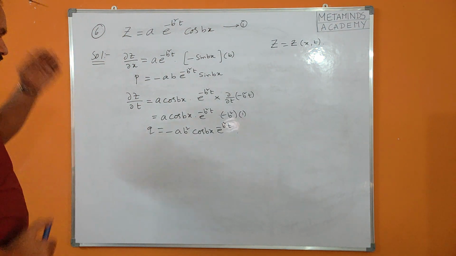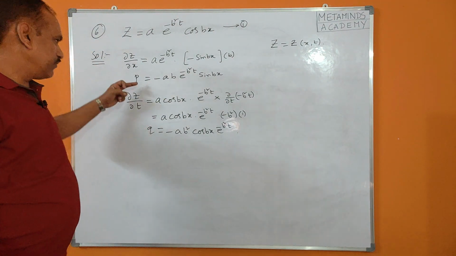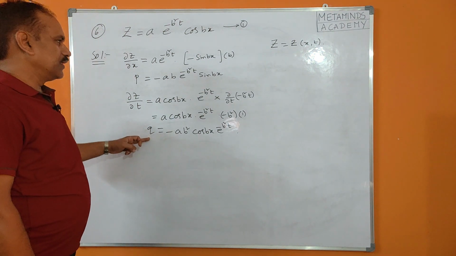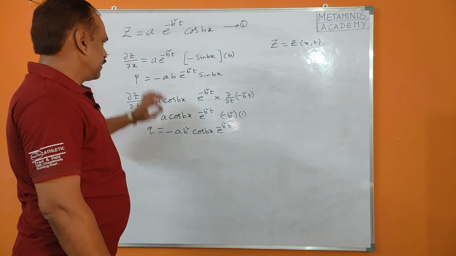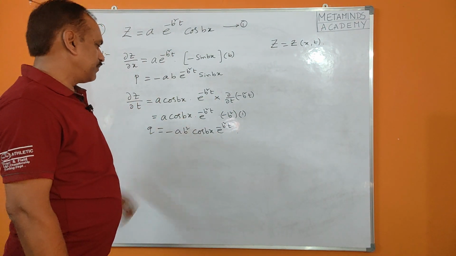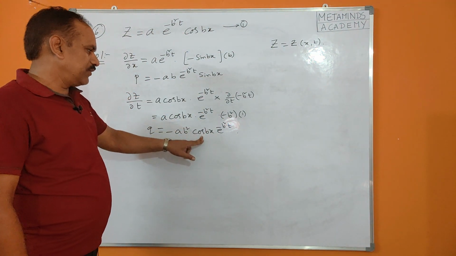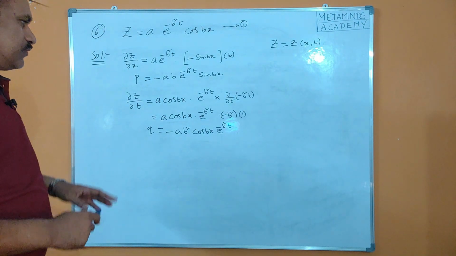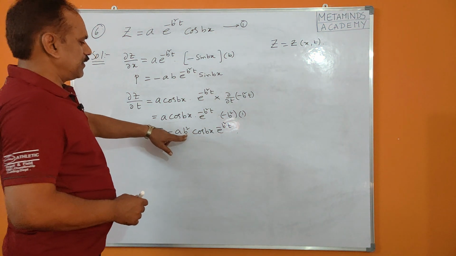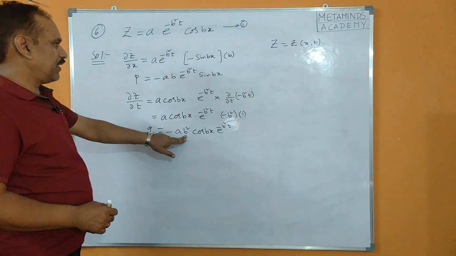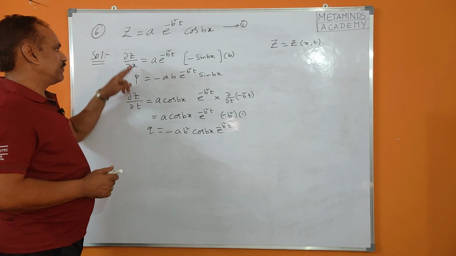But you cannot eliminate a and b here, because you see minus ab. Sometimes you divide equation 2 and equation 3, and you will get the answer. But here e power minus b square t gets cancelled, a gets cancelled, one b gets cancelled, which means you cannot eliminate b. Here you have sin bx and here you have cos bx. So in these types of situations, to eliminate the other arbitrary constant b also, we have to go for the second order partial derivative of z with respect to x.